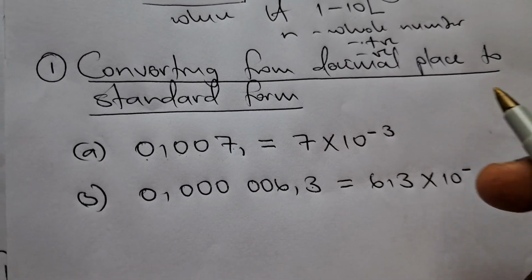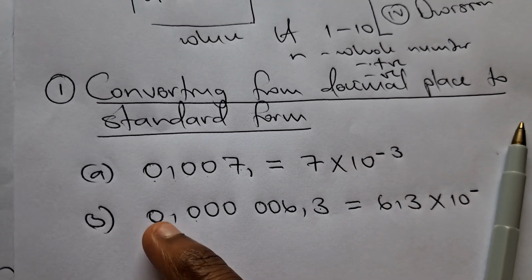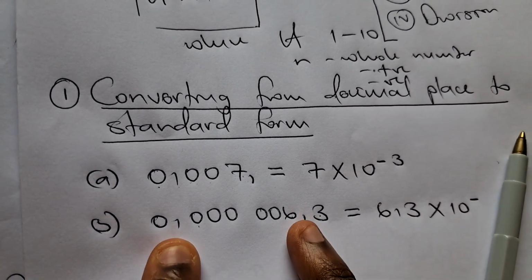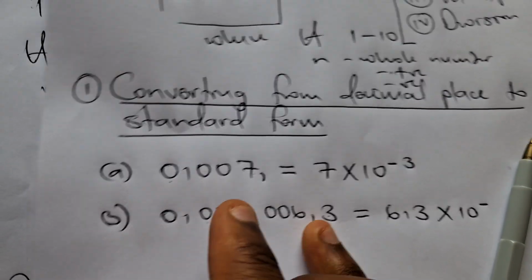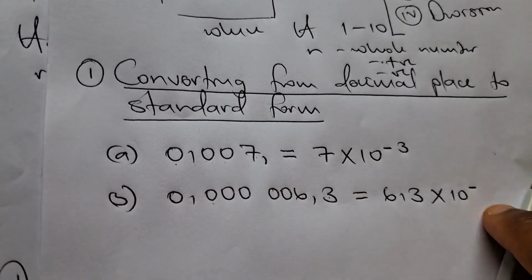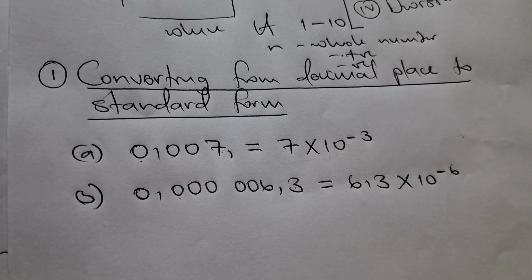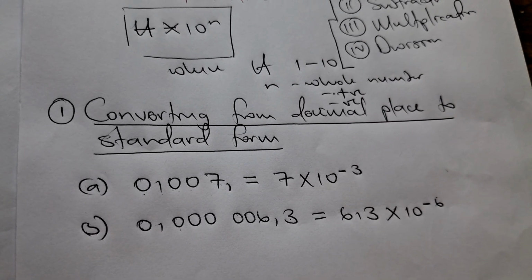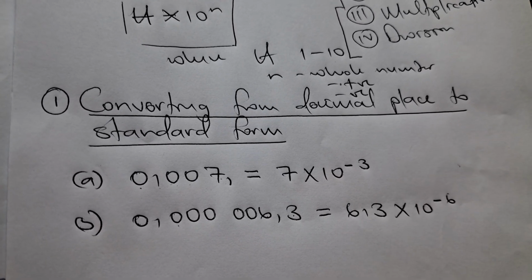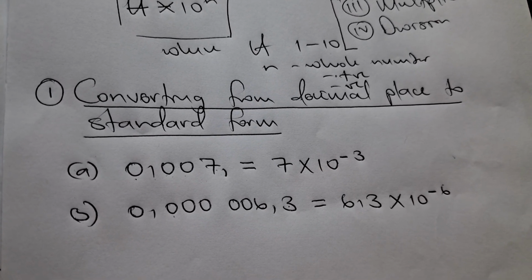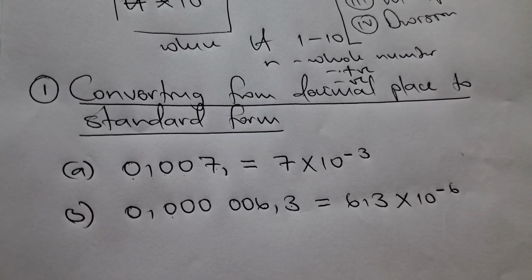Remember, negative. Why? Because of the 0, so you're going to count the places between these commas. So between these commas, it will be 1, 2, 3, 4, 5, 6. So it will be 10 to the power negative 6. That's how you convert, guys. Simple stuff. It's very easy. You're going to convert from decimal place to standard form using this formula, and it is very, very easy. Now I want to explain how you convert from standard form to decimal place.